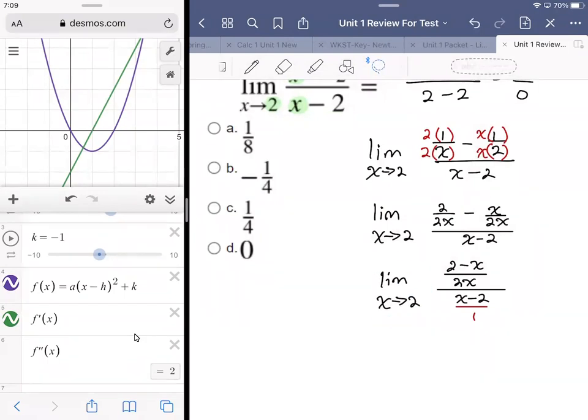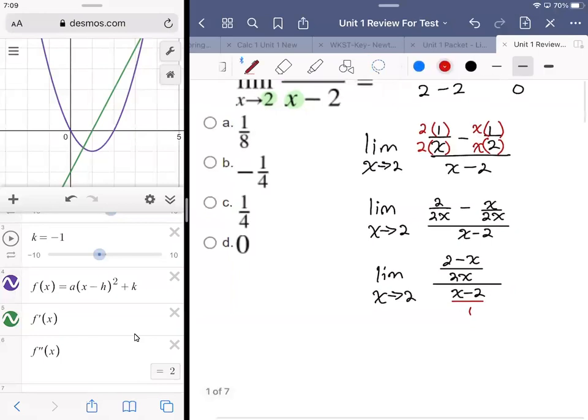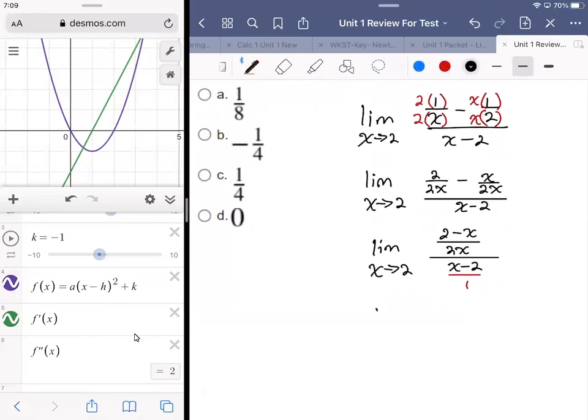So that I can remind myself where that x minus 2 is going to go when I multiply by the reciprocal. All right. So limit as x approaches 2, 2 minus x over 2x times x minus 2. All right. Now these two expressions are opposites of one another.